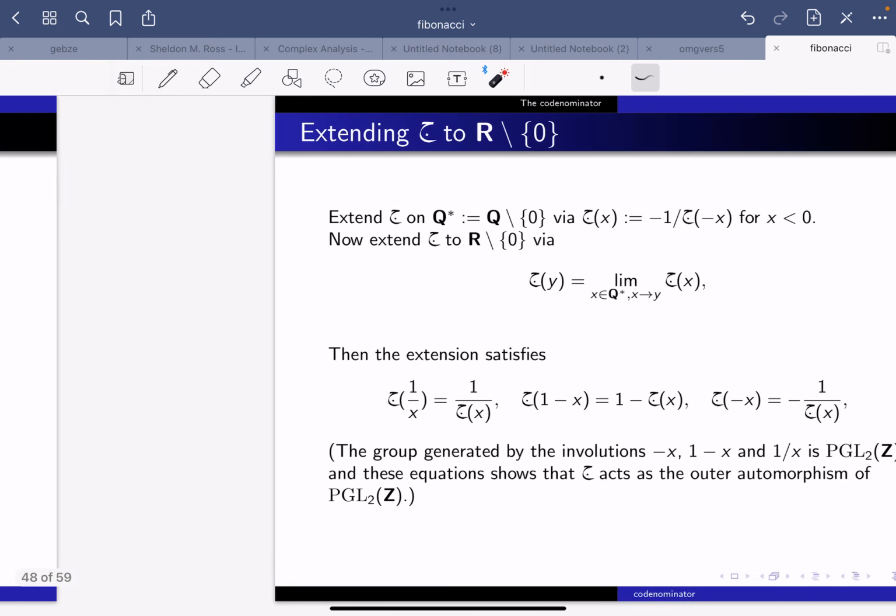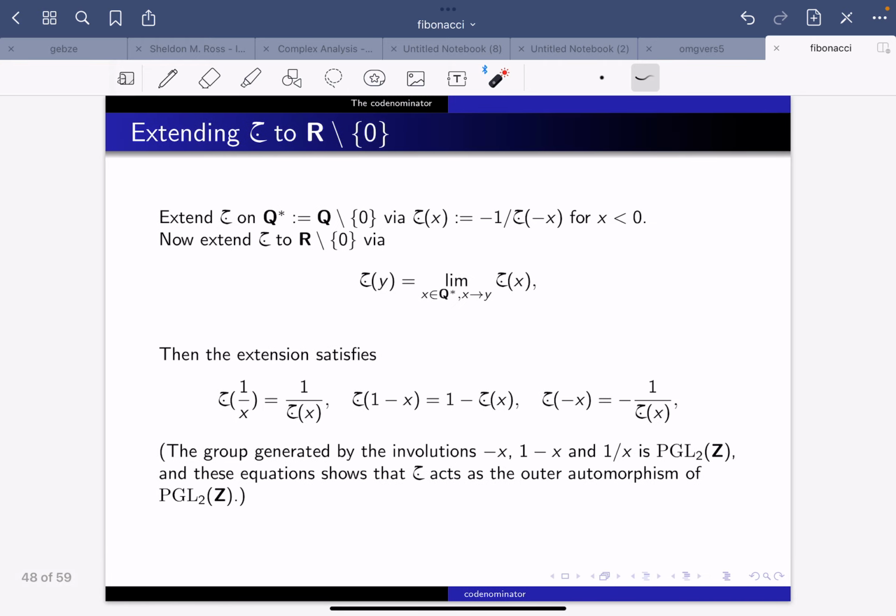And the extension satisfies the following functional equations on all non-zero real numbers. First of all, Jimm of 1 over x equals 1 over Jimm x. So this says that Jimm commutes with the operator, or the function, 1 over x. Similarly, the second equation says that Jimm commutes with the involution 1 minus x.